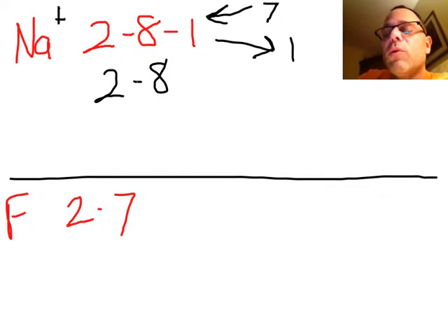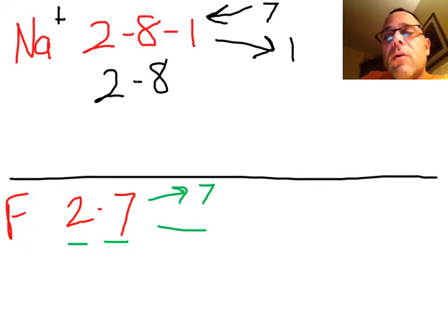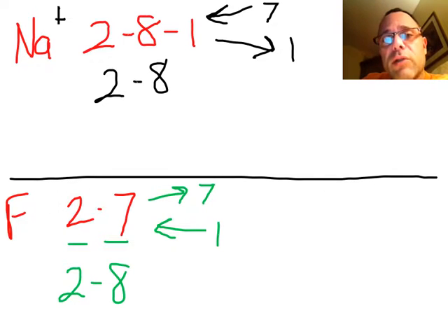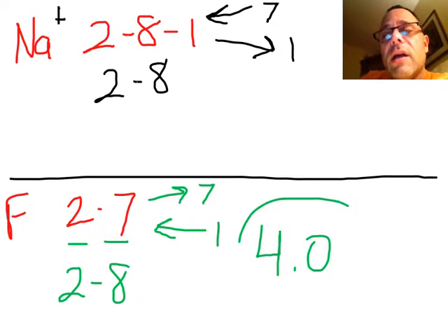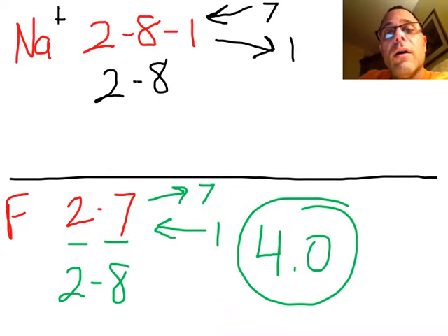Now let's look at fluorine. Fluorine is 2-7. To stabilize this atom, to satisfy the octet rule, two options: lose 7 or gain 1. The simplest thing would be to gain 1 and acquire an electron configuration of 2-8. So fluorine really wants to gain an electron. It has a high electronegativity. In fact, fluorine has the highest electronegativity at 4.0.